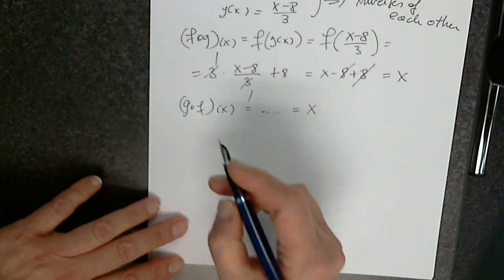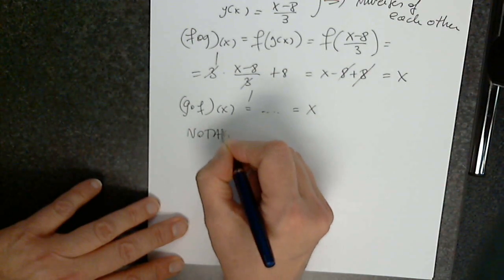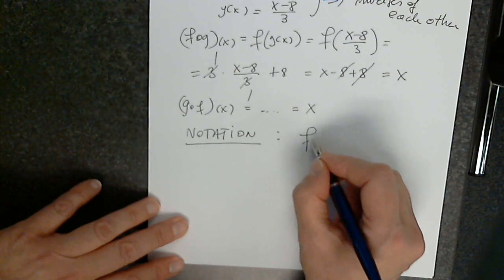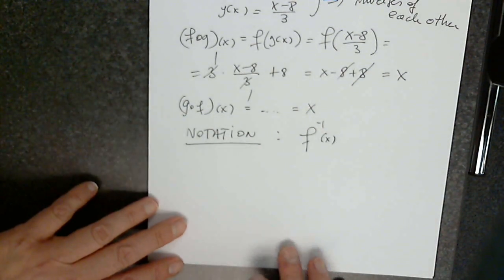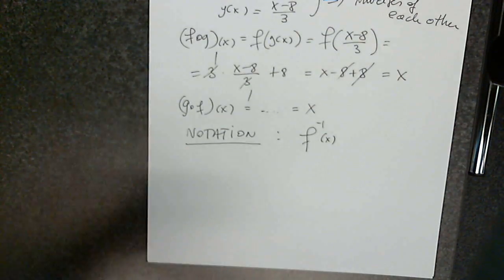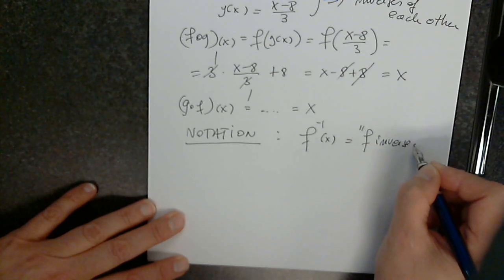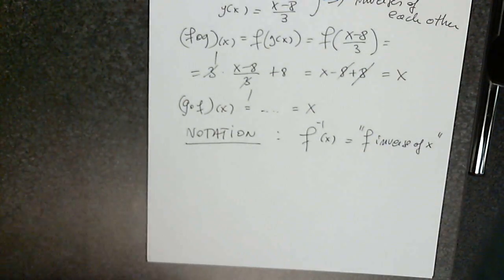So now notation. Here's the notation for the inverse function, and this is the way we read it: f inverse of x. This is not f raised to negative 1, and it does not mean 1 over f. This is a simple notation that says f inverse of x is the function that is the inverse function of function f. That's all it says.